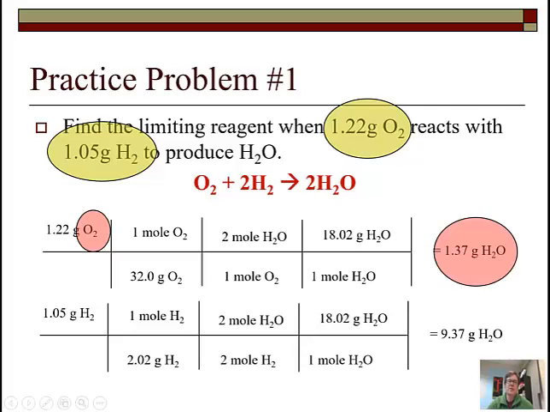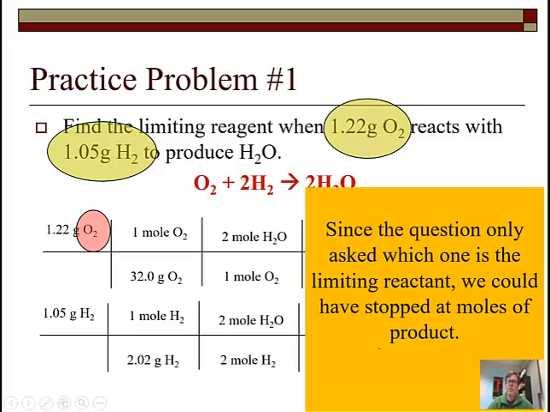Now, because this problem asked for the limiting reactant, we could have actually stopped right here at moles. It's not asking how much is produced. We get our answer in moles, and if we did this, we'd find oxygen gave us 0.8 moles and water gave us 0.52 moles. So once again, we'd see that the water produced from oxygen is a smaller value. So we know that oxygen is our limiting reactant.